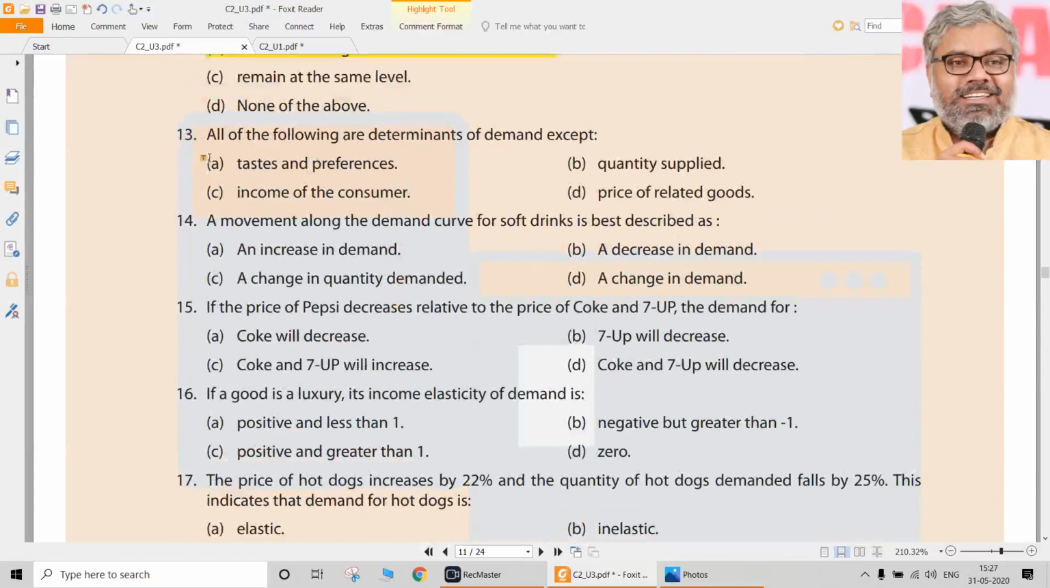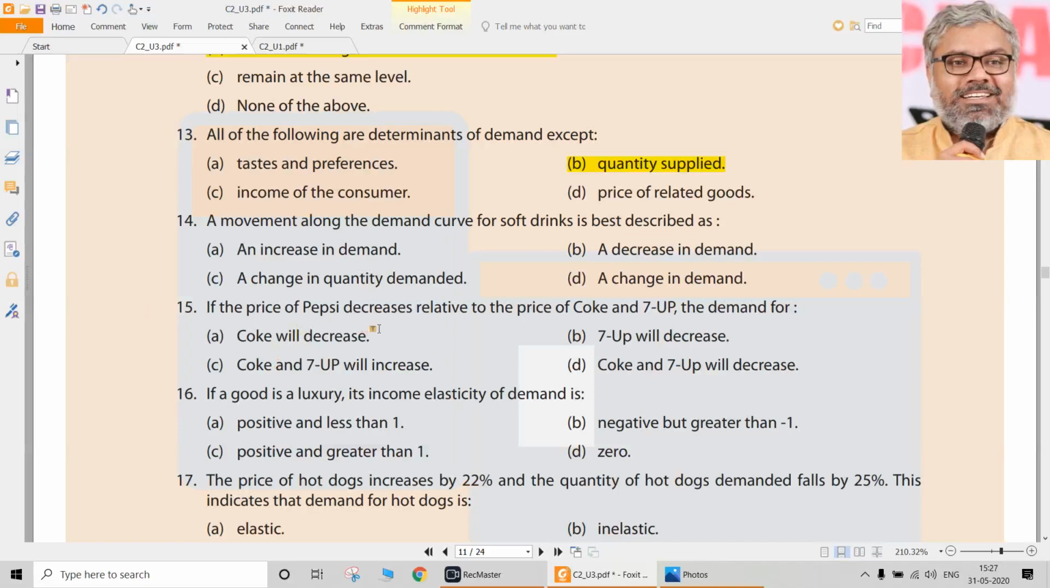Once again, question number 13 is a direct question. All of the following are determinants of demand except what? Except means, once again, odd man out type question. Tastes and preferences, will it have an impact on demand? Yes. So we cannot say except. Quantity supplied, yes, that is not there. Was it there in the determinants of demand? Did we discuss that? No.